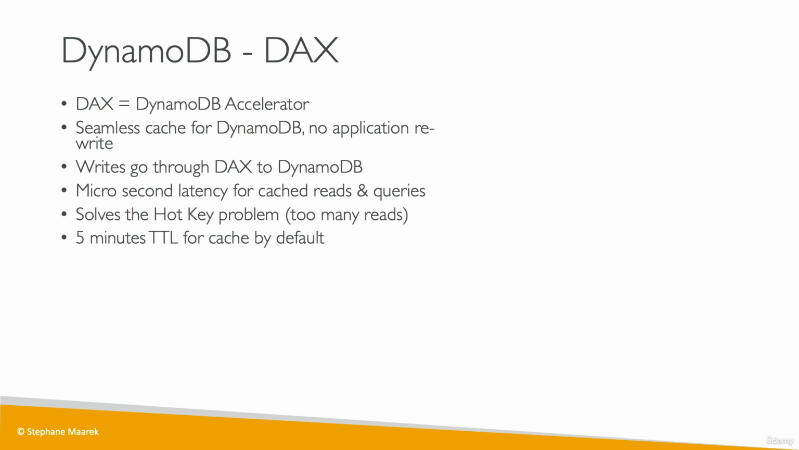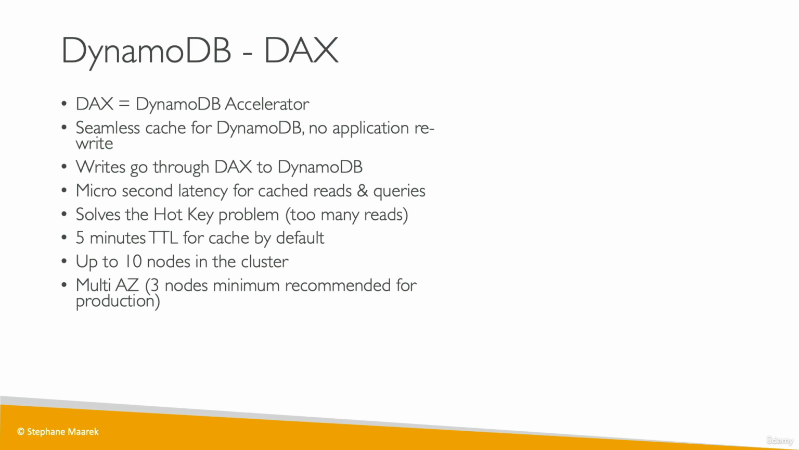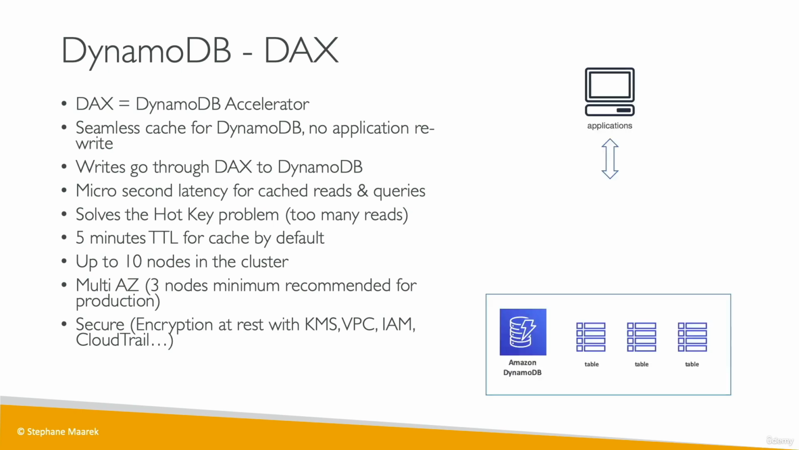By default, your data is going to be cached for 5 minutes in your DAX, and there will be the TTL. Then the data will have to be refetched from DynamoDB. You can get up to 10 nodes in the cluster, and it can be multi-AZ, in which case AWS recommends you 3 nodes minimum for production. It's also secure. You get encryption at rest with KMS, VPC integration, IAM, CloudTrail, and so on. And this is a default choice for a cache in DynamoDB. But we'll have a bit of a discussion on the right strategy right after.